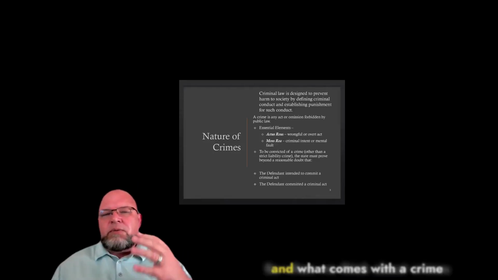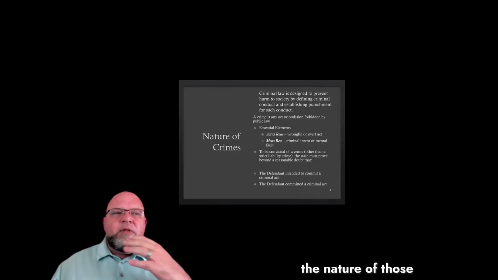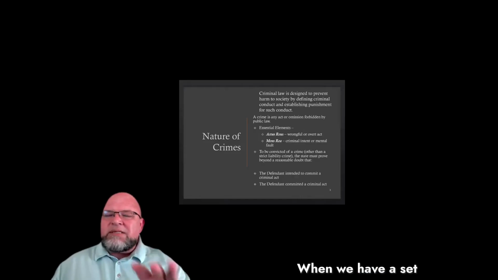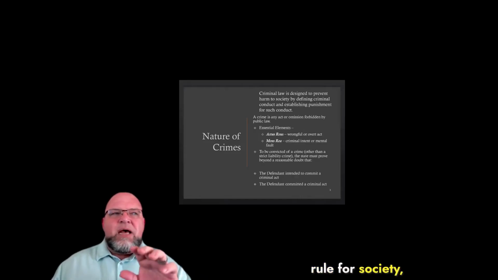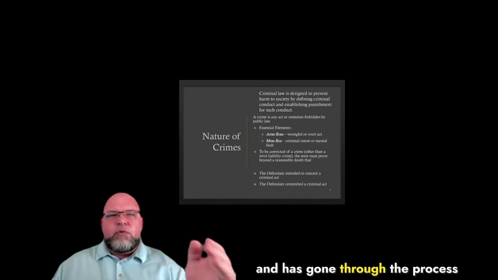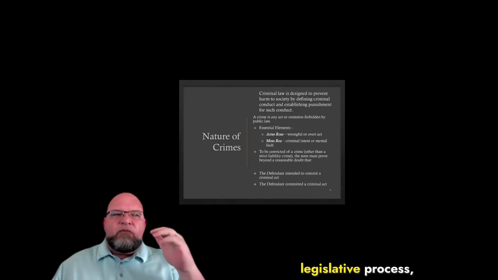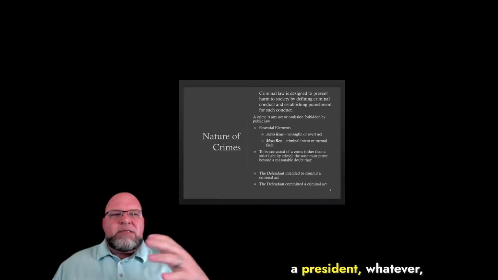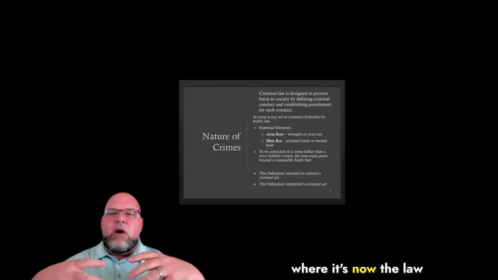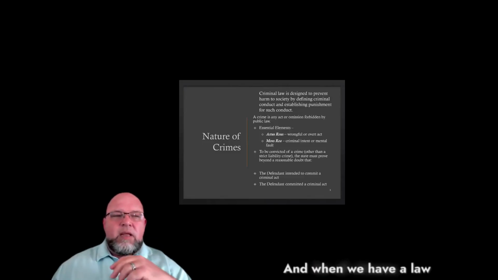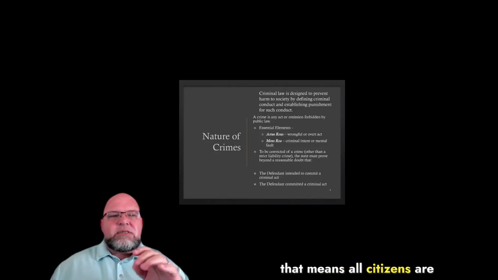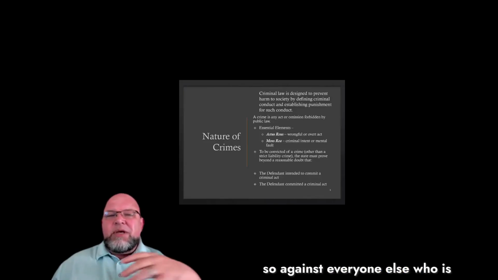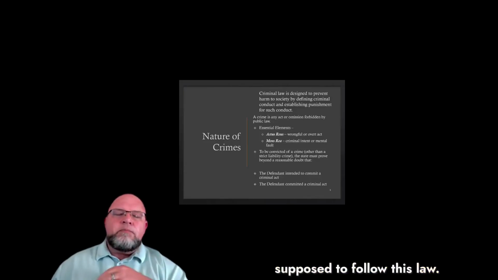So when we think about crimes and what comes with a crime, the nature of those is real simple. When we have a set rule for society, we have a law that is in place. It has gone through the legislative process. It has made it through to a head of state, whether that be a governor, a president, whatever. It's made it to the point to where it's now the law for all citizens. And when we have a law for all citizens, it means all citizens are bound to obey it or commit a crime against society. So against everyone else who is supposed to follow this law.